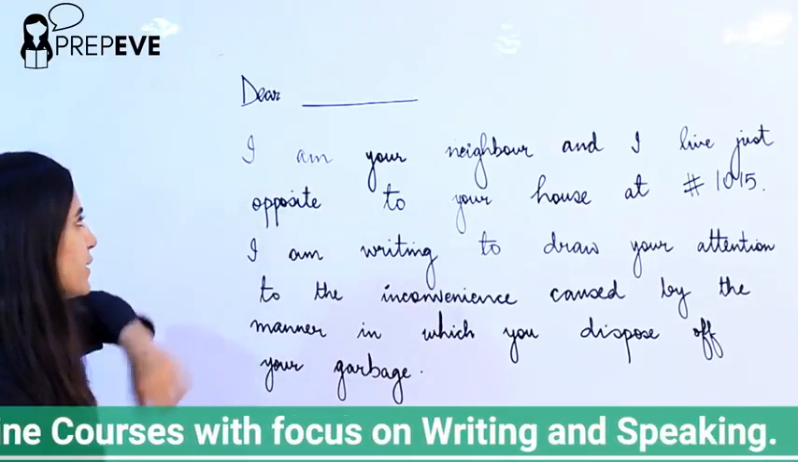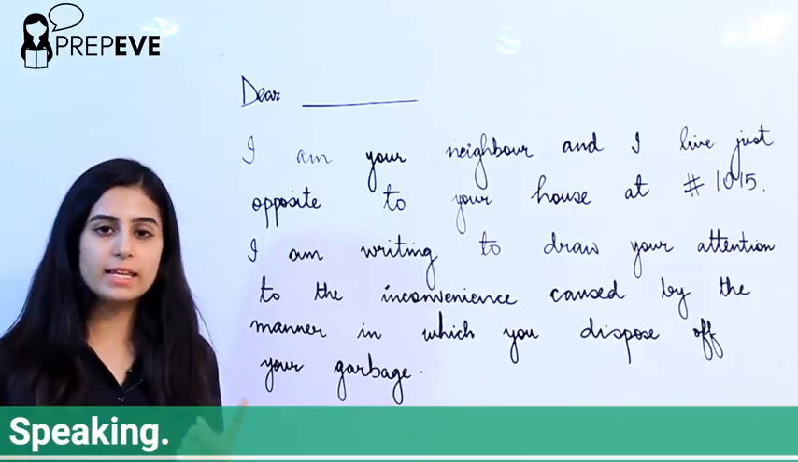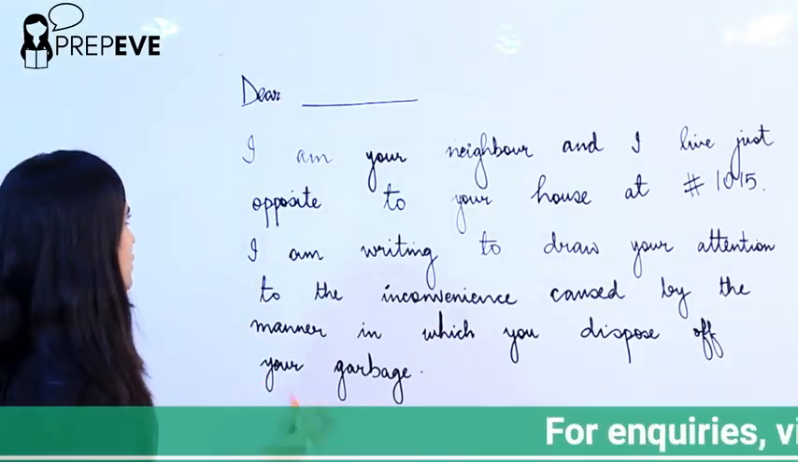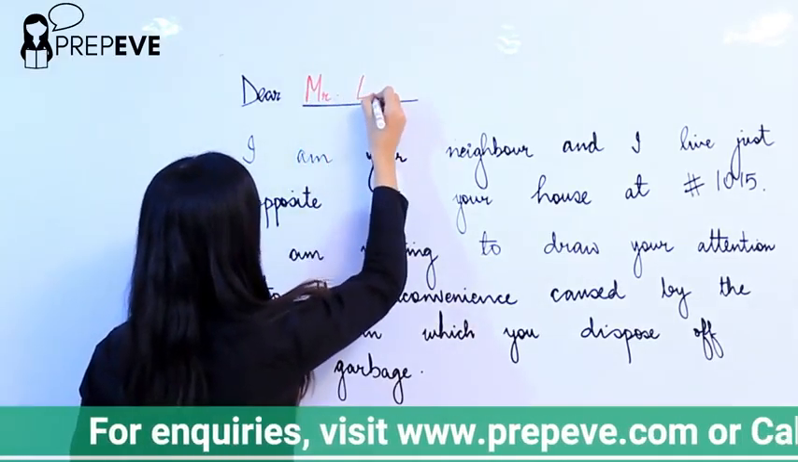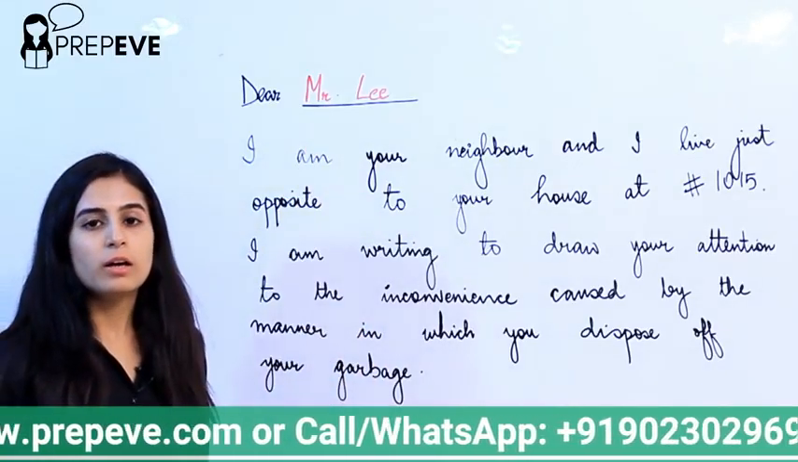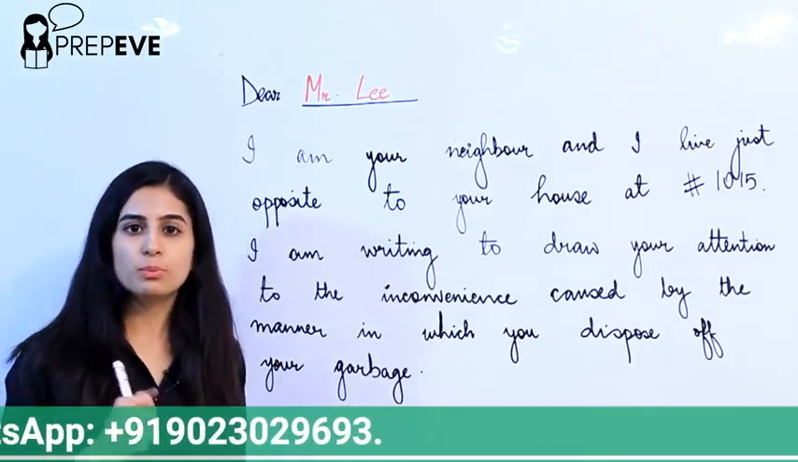How do you open the letter? You write dear followed by Mr. or Miss and then the last name of the person you're addressing the letter to. So we can address the letter to Mr. Lee here, right? So this is how you write the salutation, and then let's begin with the first bullet point.